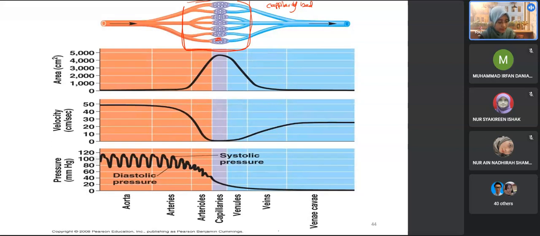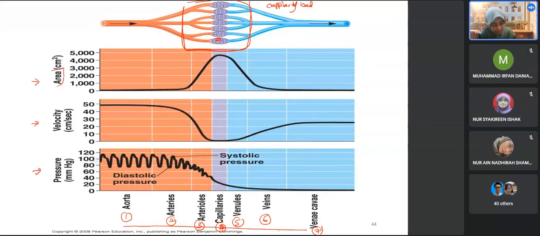Okay, so next, if you look at this graph, it shows you the sequence of the blood vessels. Okay, so starting from the aorta, the blood flows into the artery, into the arterioles, into the capillaries, in the capillary beds, and then into the venules and into the vein, and before it enters into the heart, it flows into the vena cava. Okay, so for all these blood vessels, you have to look at these three factors.